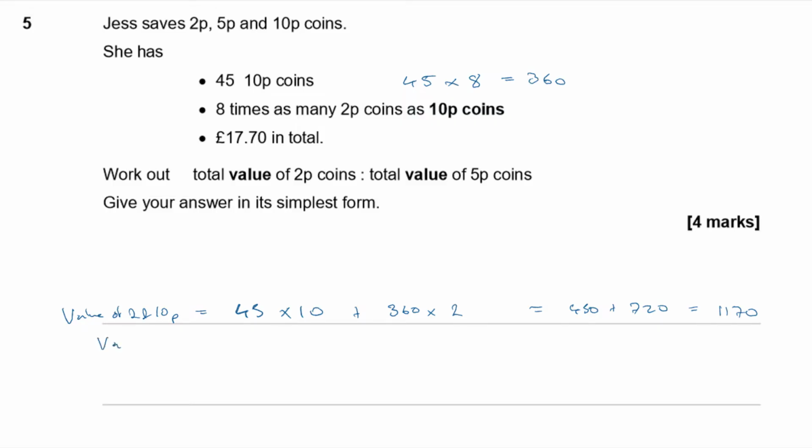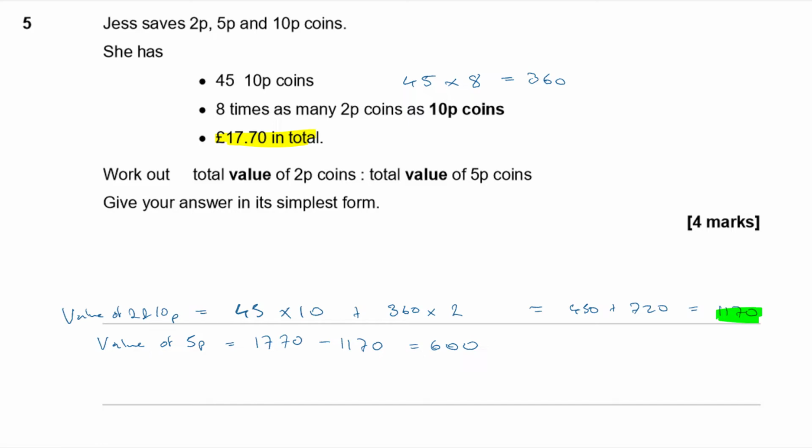So the value of the 5p coins is going to be the total cost less what the other 2 coins were worth. So I'm just going to stick with pence for now: 1770 minus 1170. So that leaves me with 600 then, or £6 worth of 5p's.